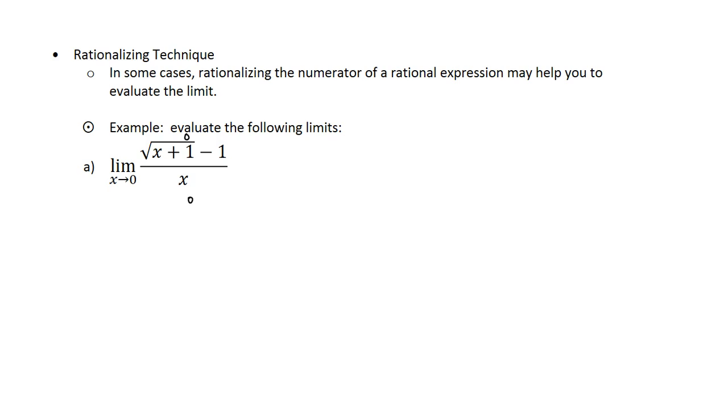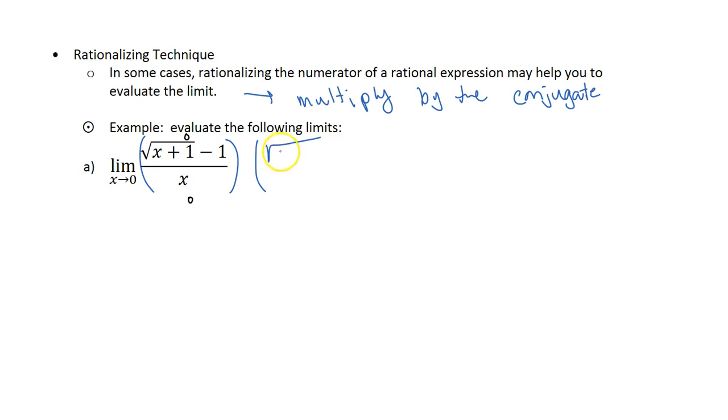So I want to rationalize the numerator. So what that means is I'm going to multiply the top and the bottom by the conjugate of the numerator, or denominator, it just depends on what your problem is. And in this case, this is the square root of x plus 1 minus 1, so I'm going to multiply by the square root of x plus 1 plus 1. And if I do that to the top of the expression, I have to do it to the bottom as well. So I basically have multiplied by a 1. There's nothing wrong with doing this.